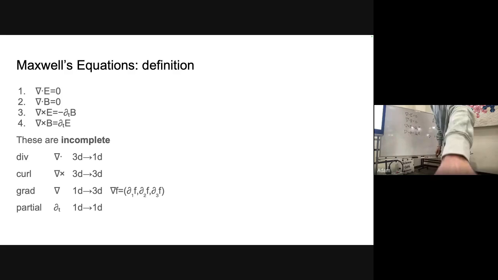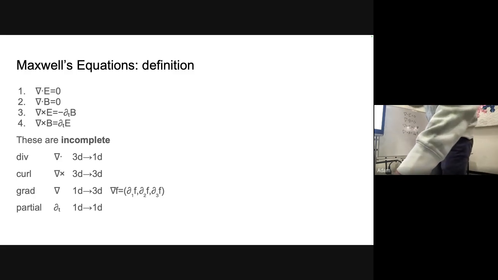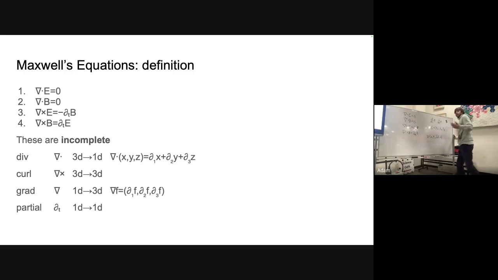So in components, gradient is this. It is the x derivative of a function f, the y derivative of a function f, and then the z derivative of a function f. In that way, it maps a single function to a 3D function, to a vector field. The definition of divergence: it's a 3D vector field to a one-dimensional field. You just take the derivative of each component and then add them up.